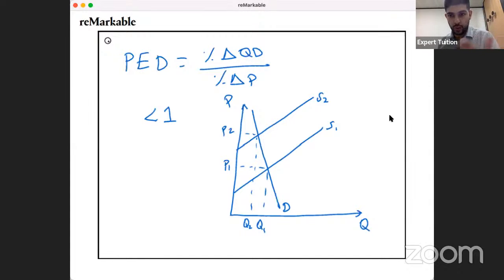A supply side shock causing supply to shift inwards leads to a massive increase in price, but a less than proportionate fall in demand for this commodity. Hence why it's so volatile. So far, so good? Hope that's clear.